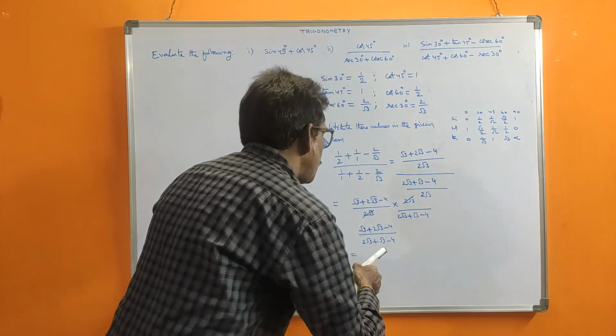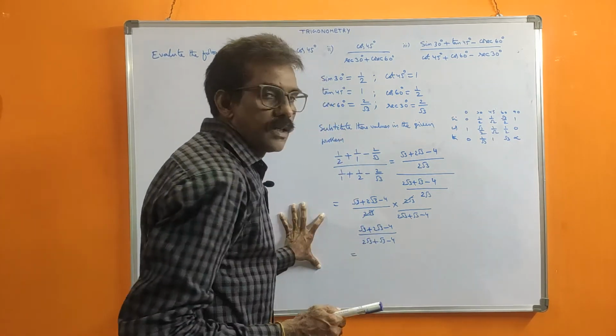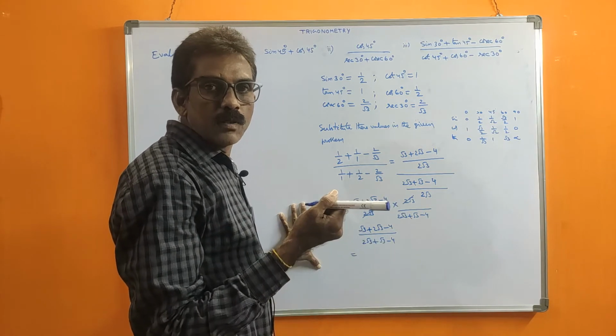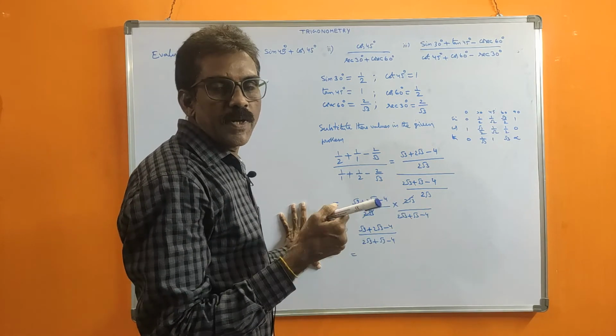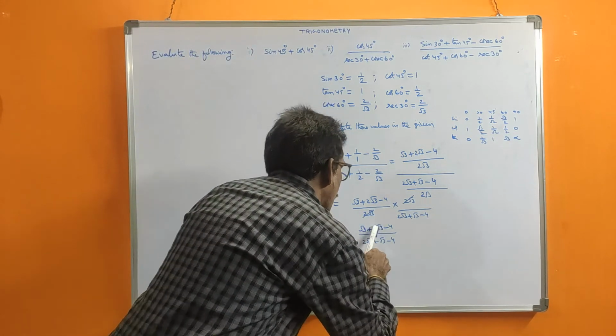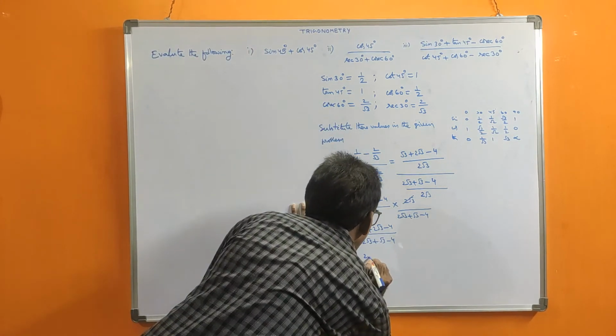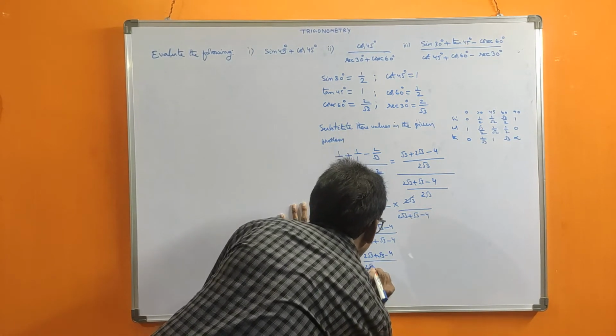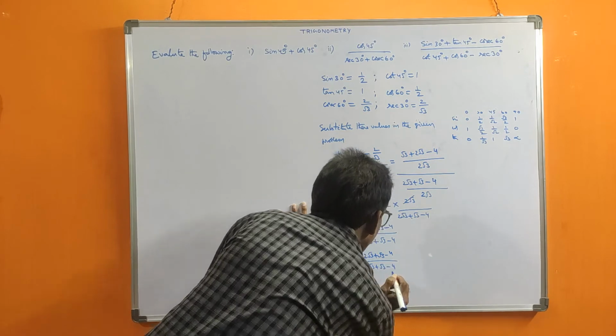Just by simple arrangement you write this one first, because a plus b is equal to b plus a, you can write. 3 plus 4 is equal to 4 plus 3, you can write. But 3 minus 4 is not equal to 4 minus 3. Where plus is there, you can change. Here plus is there, so I am writing this first: 2 root 3 plus root 3 minus 4. Down, what is there? 2 root 3 plus root 3 minus 4.